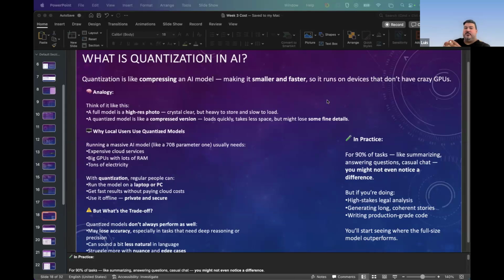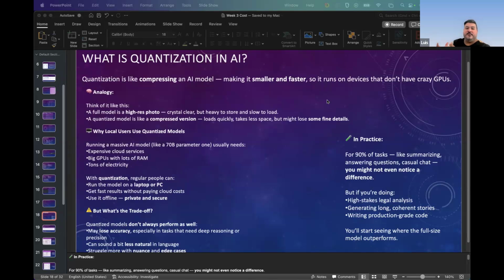When you quantize these models, think of the full model like a super high resolution photo. It's crystal clear, but heavy to store and slow to load. Meanwhile, a quantized model is more like a compressed version: it loads quickly and takes less space, but you lose some fine details. You're not getting that super high quality 4K resolution, you might get 1080p. If you're willing to sacrifice that extra quality because no one is really going to notice, then that's what people do to quantize.